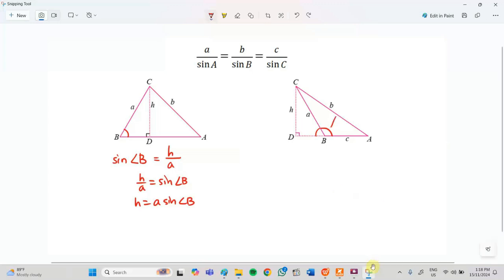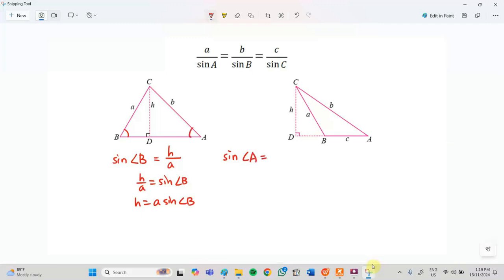Hence, sine of this big angle here is the same as sine of this angle, which is also equal to the opposite side, which is h, over its hypotenuse, which is a. So this equation here can be applied to both triangles. Now, we look at the next angle, angle A, sine angle A.